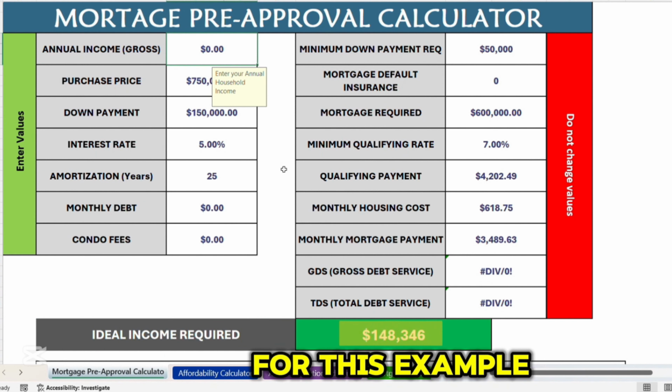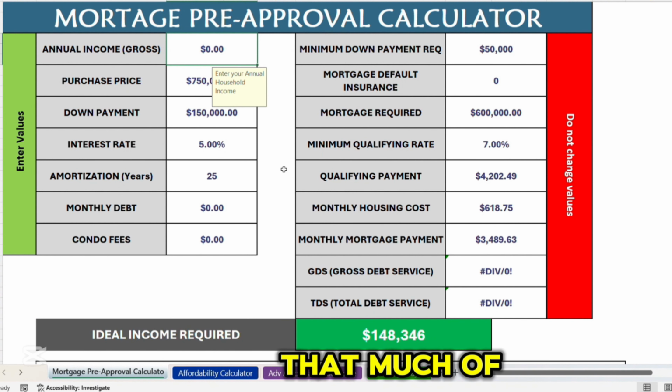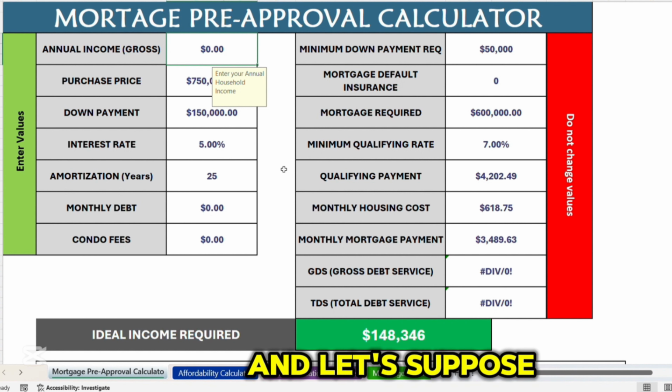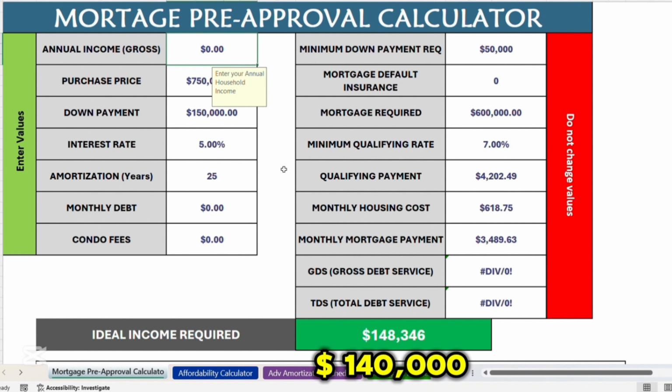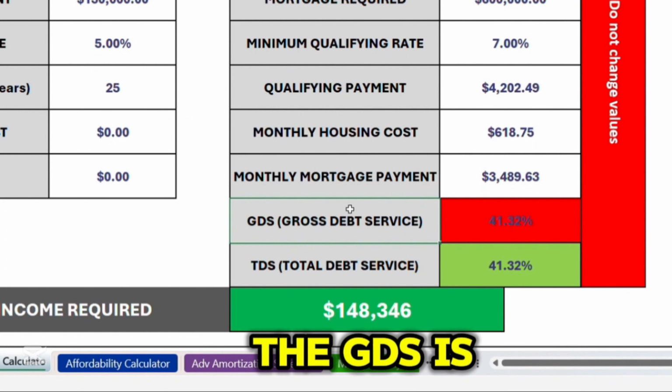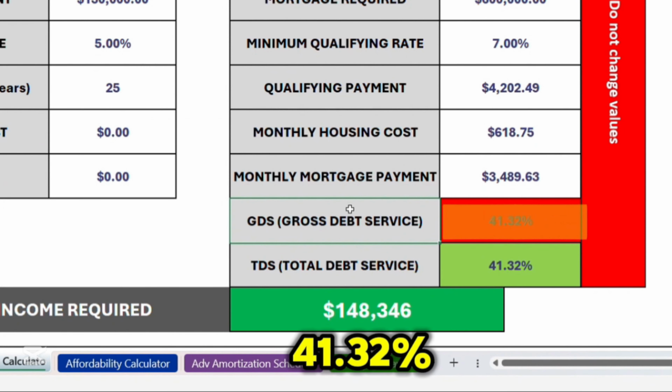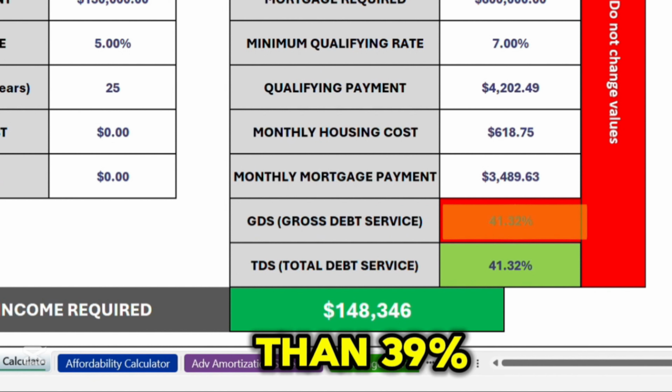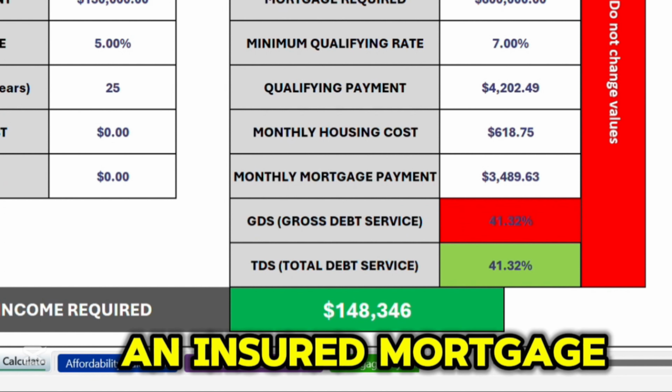$148,346. For this example, I'm assuming that we don't have that much of income. And let's suppose that our household income is $140,000. So I'm going to input here $140,000. So now if you can just come down here and look at the GDS. So GDS is 41.32%. Cannot be more than 39% in case it's an insured mortgage.